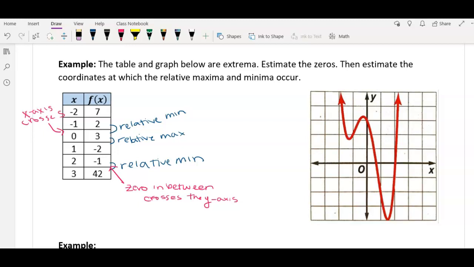So right here, because it dips down and makes a valley, we call this a relative min. And if you look, it's kind of at, what, -1.5-ish. So that makes sense. And then we have a max here, so relative max. Another min here.